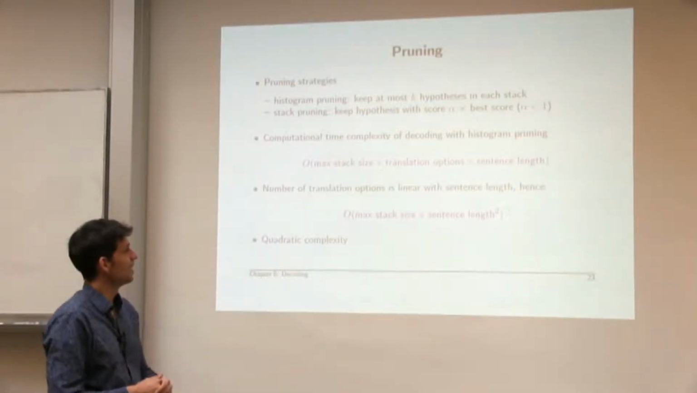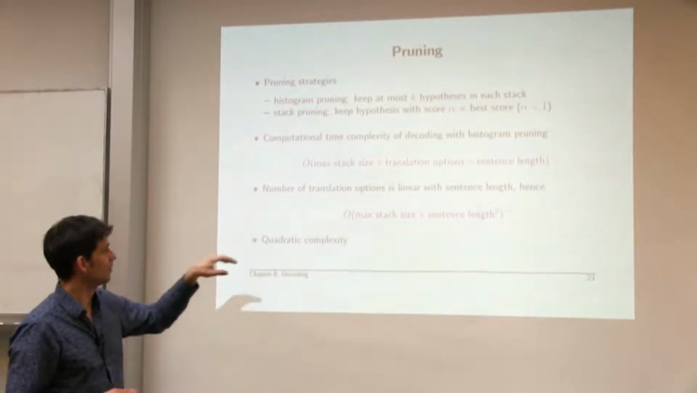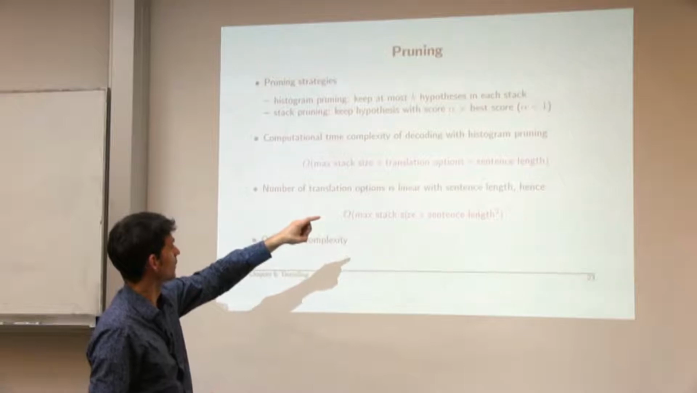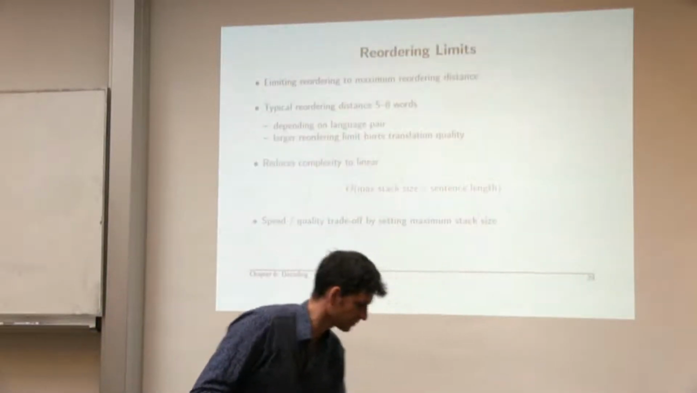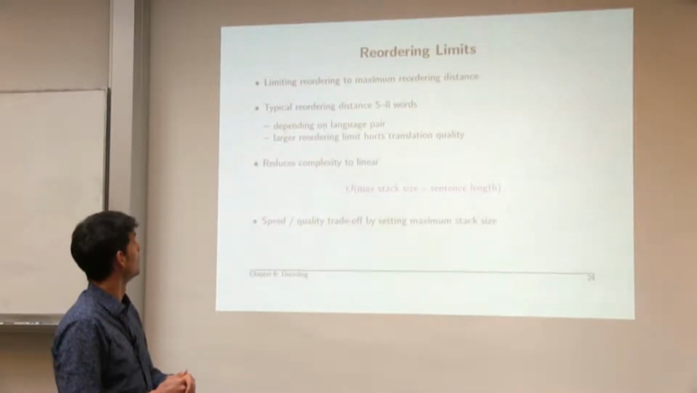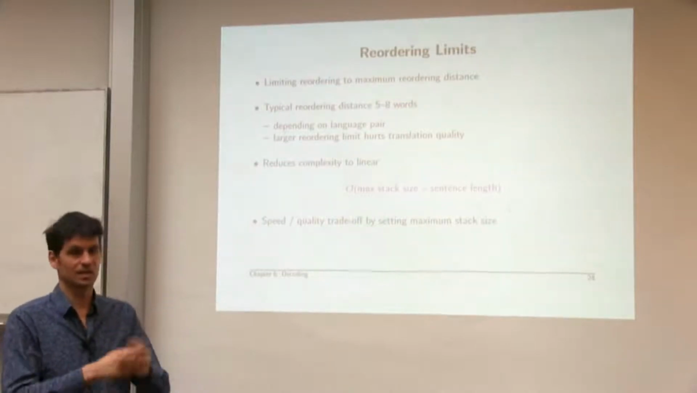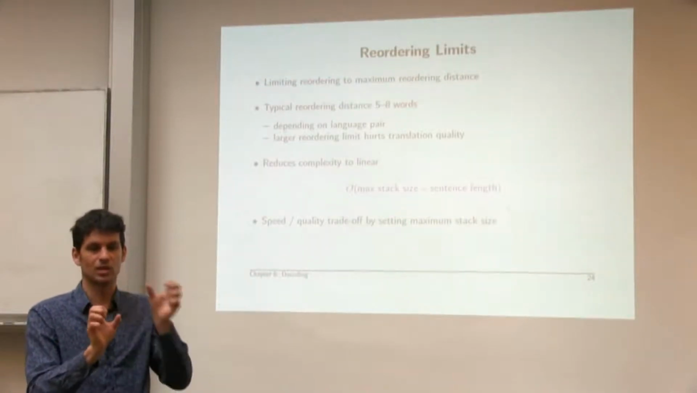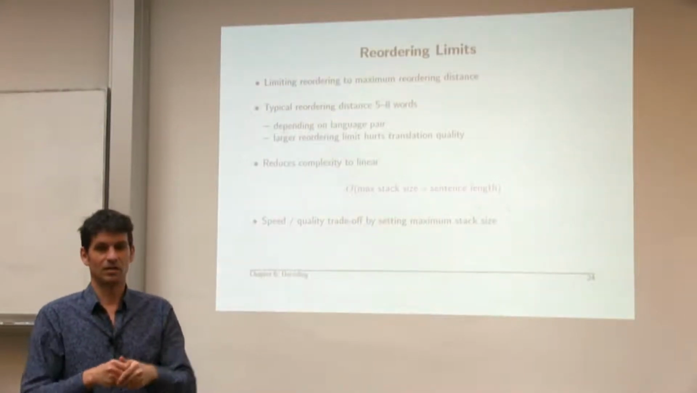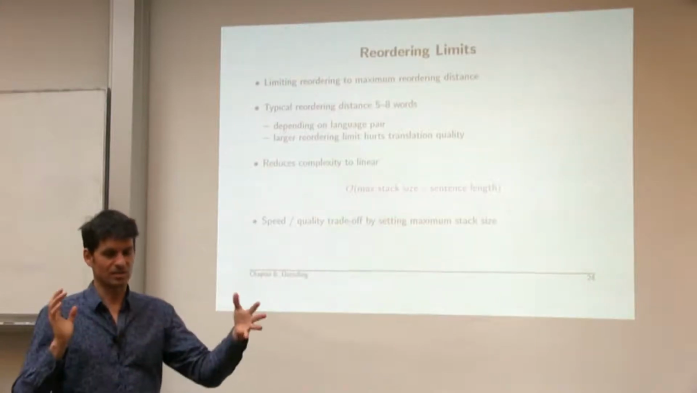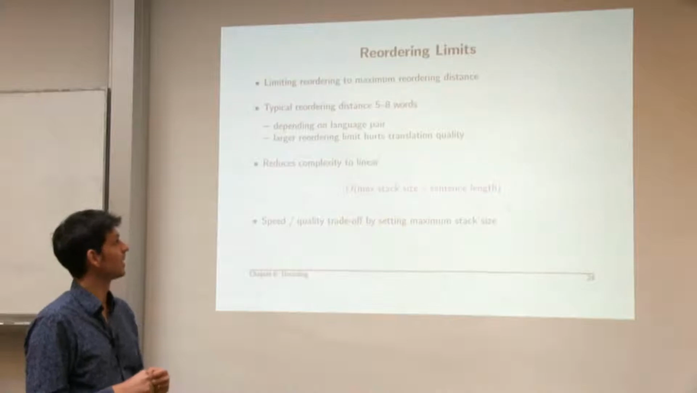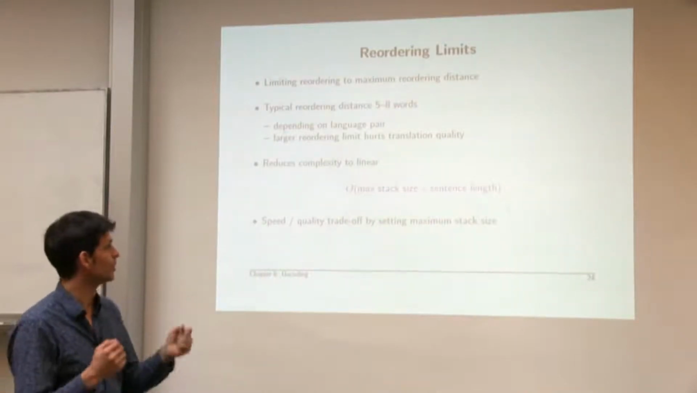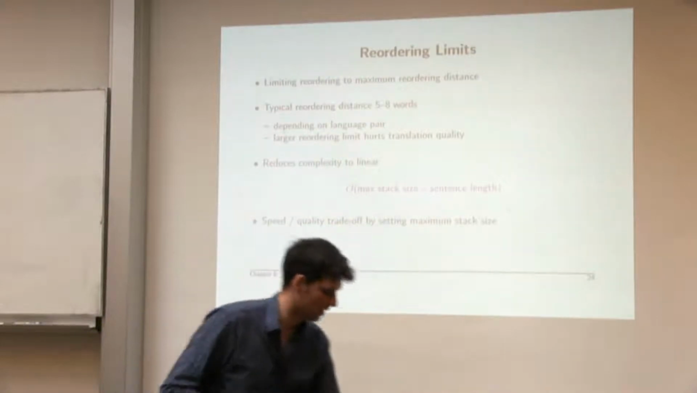So here are the complexities, and depending on the number of translation options, we have quadratic complexity in terms of the sentence length. The reason for the quadratic complexity is the reordering, and if we limit the reordering, if we allow to expand the hypothesis only close to the currently translated one, then the number of considered translation options is not as many as the length of the sentence. But again, a constant number. So then the whole search reduces to linear complexity. We have the max stack size and the sentence length, and that's it.